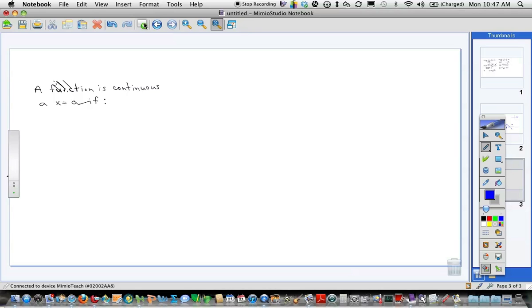In other words, they said that the limit as x approaches c of f of x has to equal f of c. So, we'll write that down as our third of the three options. Okay, so the third one is the limit as x approaches, we'll use a, they use c, but I think our book uses a.